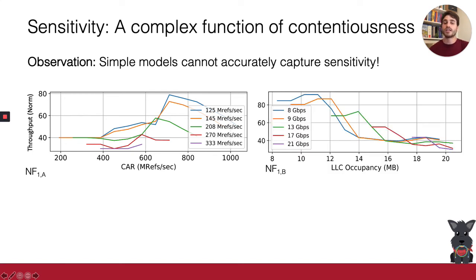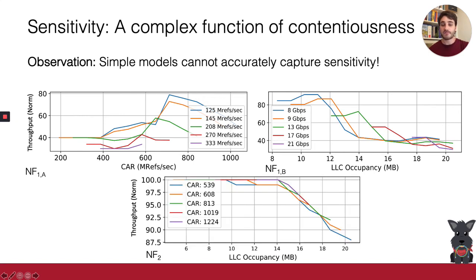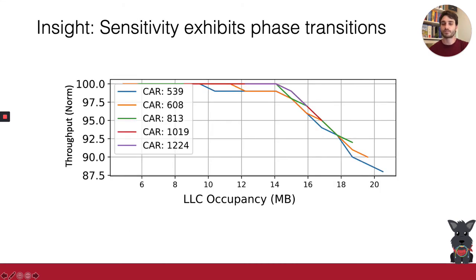Here, we're looking at the sensitivity of the same NF, but this time as a function of cache occupancy and memory bandwidth. Finally, this is the sensitivity of a second NF, seen as a function of competing occupancy and cache access rate. How can SLOMO model this complex behavior?